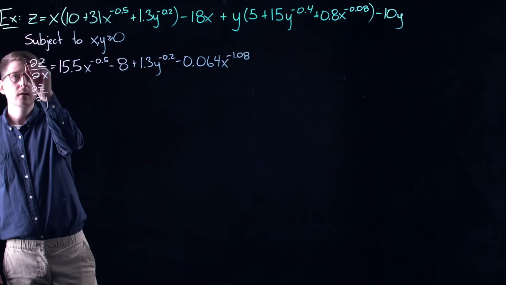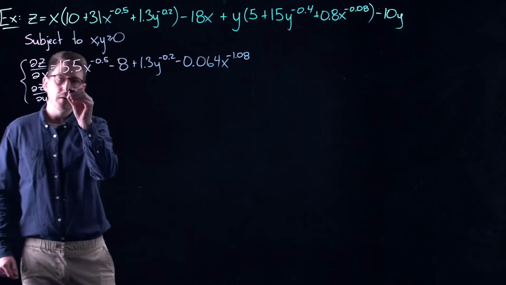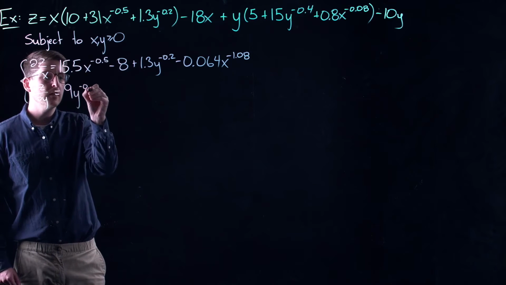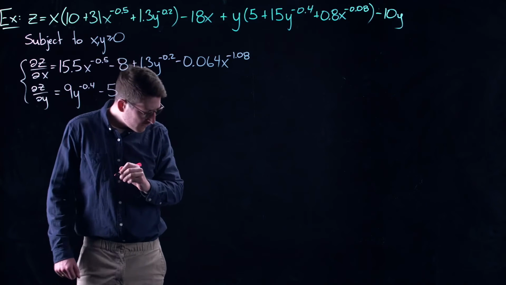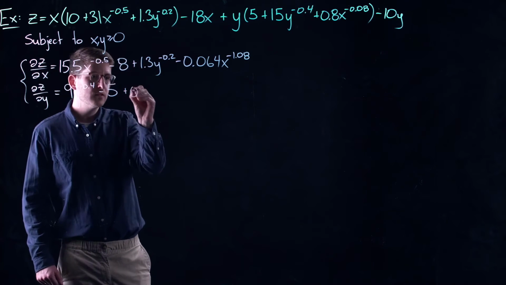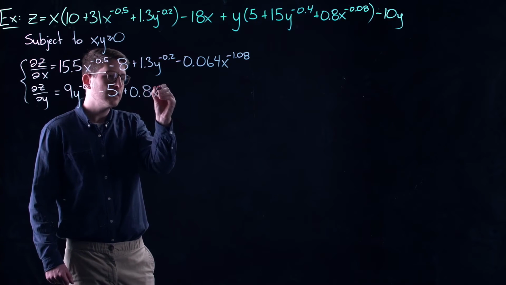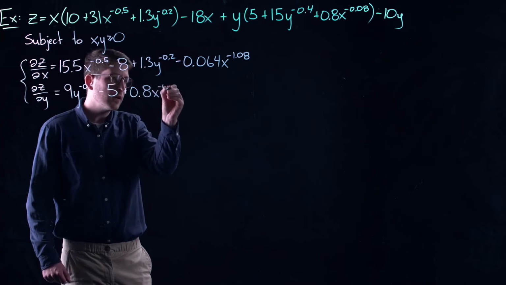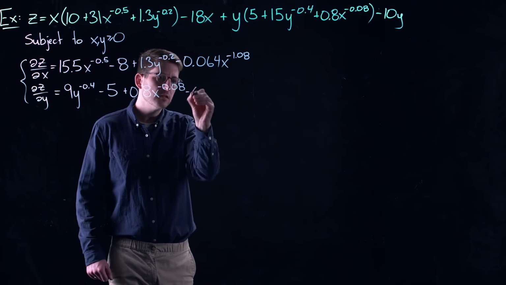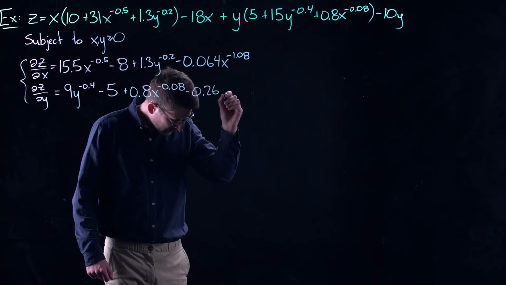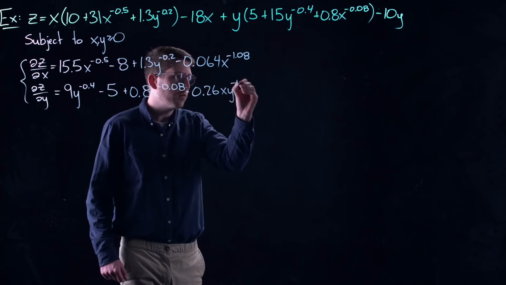Same thing here. I can compute the gradient with respect to y. Again, it's going to be ugly, but if you can stand to look at it, it's not that bad. Minus 5 here, and then plus 0.8 x to the minus 0.08, and then minus 0.26 x times y to the minus 1.2.